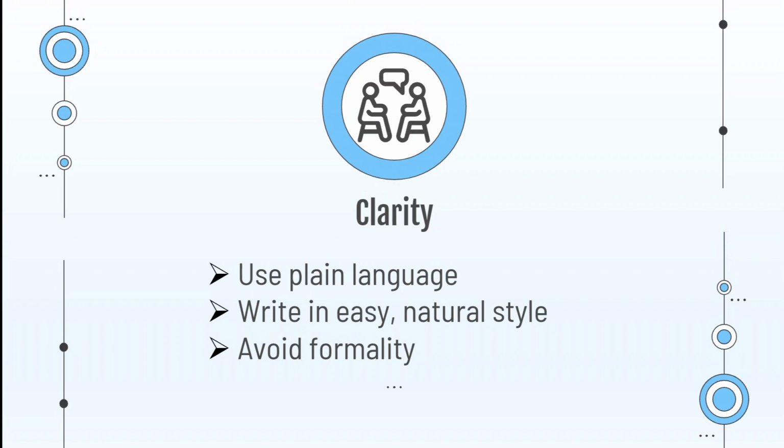C for clarity. To express a message clearly, the writer should use plain language, write in easy and natural style, and avoid formality. Writing with clarity involves being able to express ideas clearly. It is unnecessary to use a polysyllabic word where a monosyllabic word is enough. Clear business writing keeps readers focused on the message. When it comes to clarity in communication, the message should be logical and well articulated, not ambiguous. Business messages should be written with plain and simple language, in an easy and natural style.